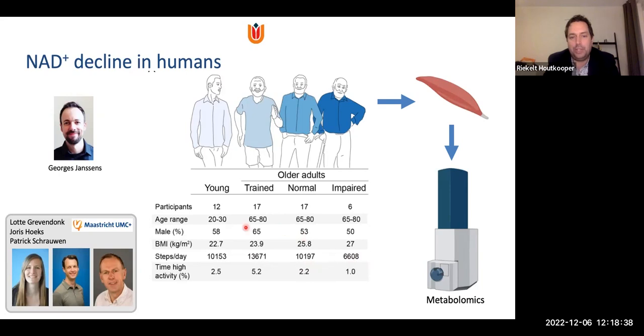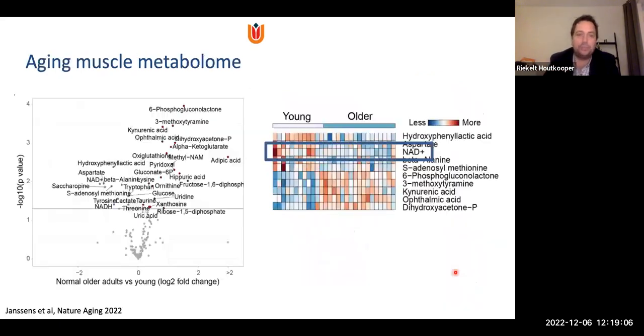We were able to get the muscle biopsies even from the impaired group, which was a bit of a challenge because they already have impaired muscle function, but they still allowed us to take a muscle biopsy. We performed metabolomics on these muscle biopsies to identify metabolic changes that can maybe explain the difference between younger and older individuals, and maybe also between trained and non-trained older adults. And so this is the data that we got.